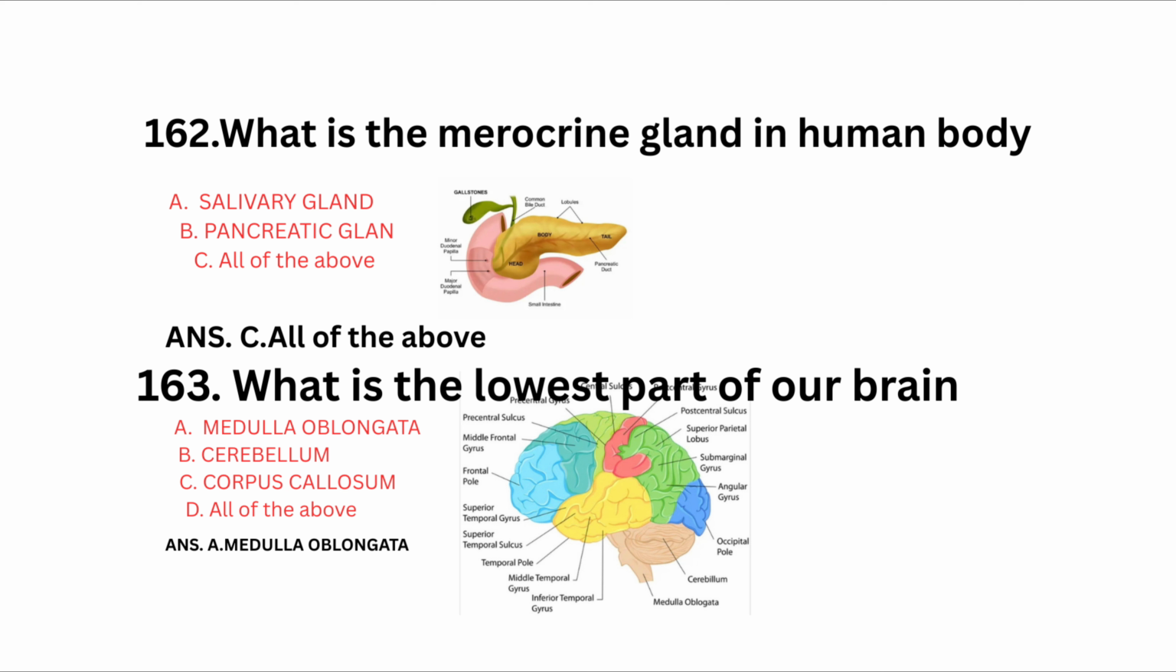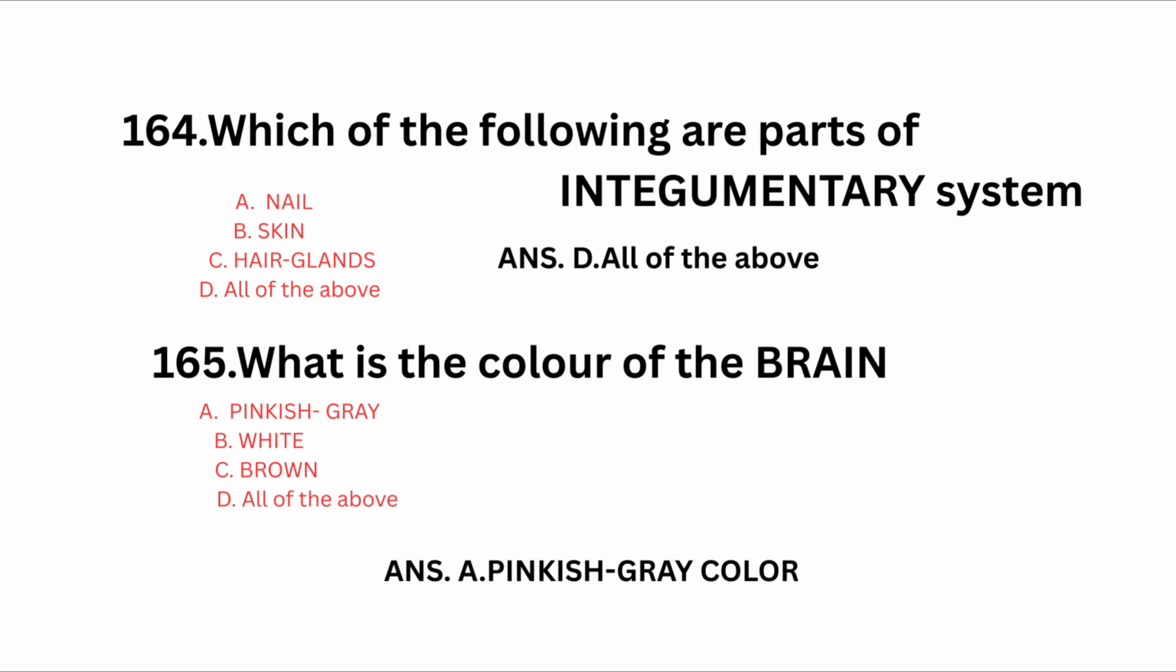163. What is the lowest part of the brain? A, medulla oblongata, B, cerebellum, C, corpus callosum, D, all of the above. Answer is A, medulla oblongata. I've given the diagram as a result; it is the lowest part of our brain before it enters the spinal cord.